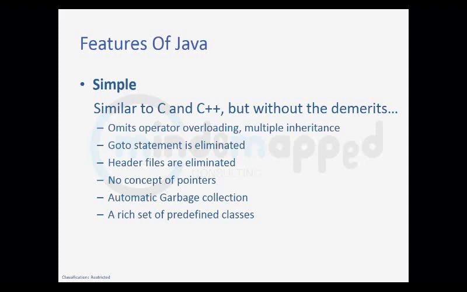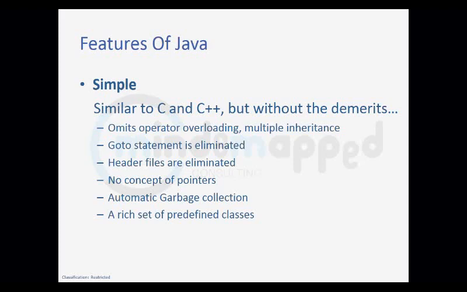Header files are also eliminated. You do import certain things, but you don't have the concept of header files the way you have it in C and C++. You don't have the concept of pointers, which is a big relief. In C++ you have pointers, but they have caused a lot of security concerns as well, because you could point to any particular variable in any particular memory location, and if you have the memory location, you can as well read the variable. But that particular security concern you don't have in Java, so you don't have the concept of pointers in Java. Basically, you don't need pointers.